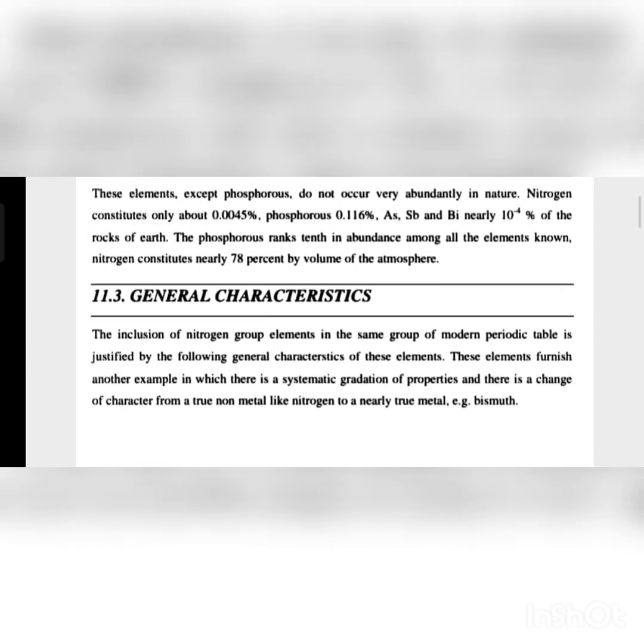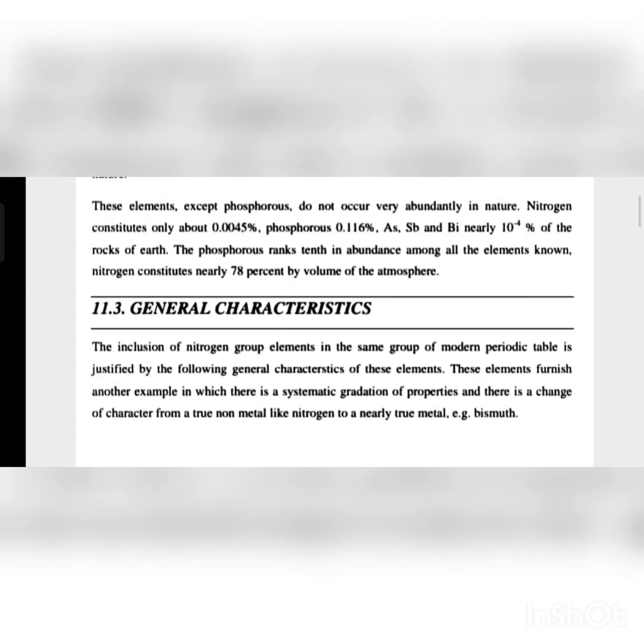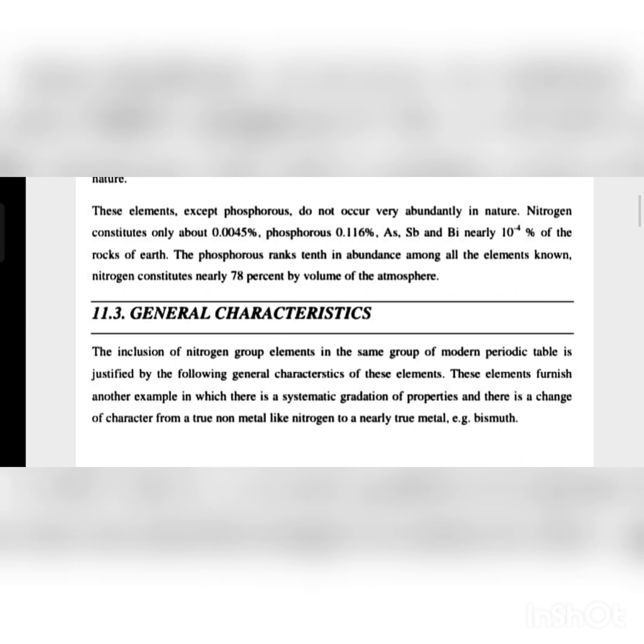General characteristics. The inclusion of nitrogen group elements in the same group of the modern periodic table is justified by the following several characteristics of these elements. These elements furnish another example in which there is a systematic gradation of properties and there is a change of character from a true non-metal like nitrogen to a nearly true metal, for example bismuth.